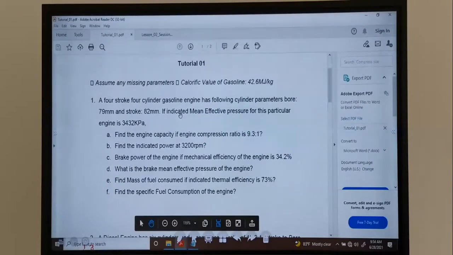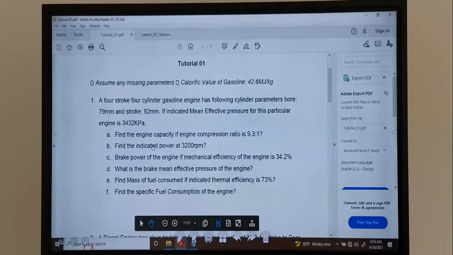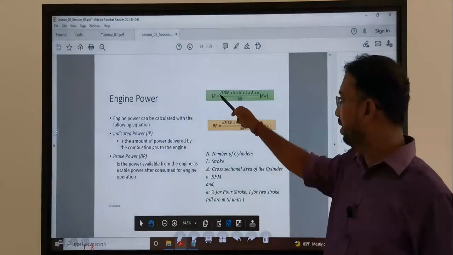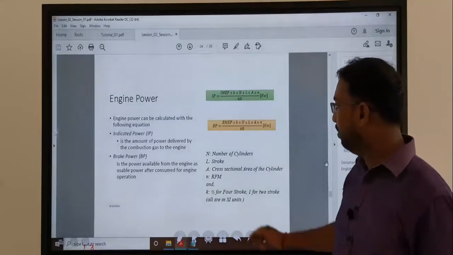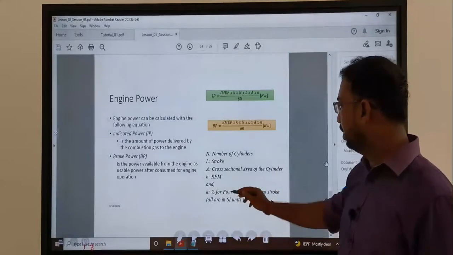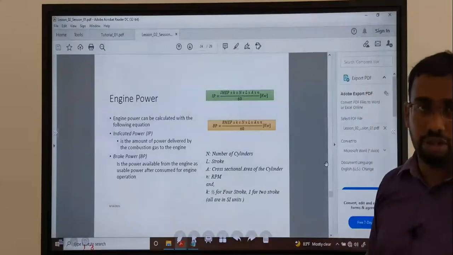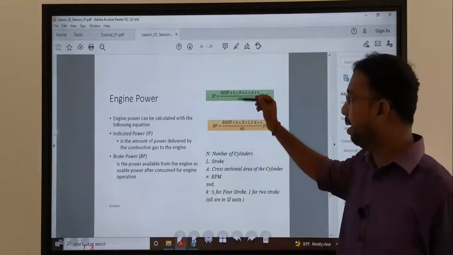So in the question they were given the indicated mean effective pressure. So we know the indicated mean effective pressure here. We have to find indicated power at 3200 rpm. So in the equation, when we find the indicated power, we need the indicated mean effective pressure. K is the K factor. For a 4-stroke engine we use half, and 1 for a 2-stroke engine. Here it is a 4-stroke 4-cylinder engine, so we use half for this K.